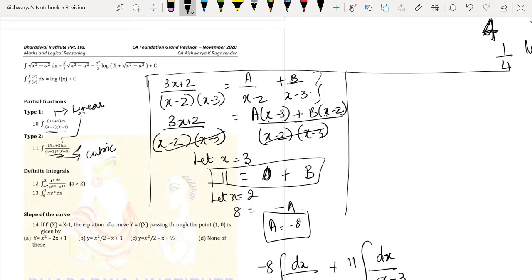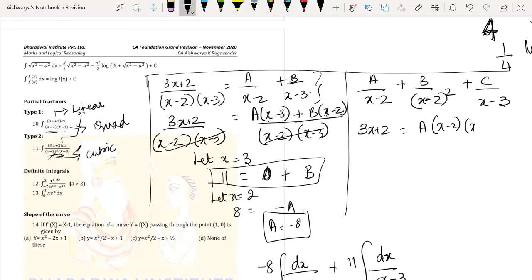So what you need to do is the same thing: a by x minus 2 plus b by x minus 2 the whole square plus c by x minus 3. You will have an additional term here. Okay. So when you do that, only 3x plus 2 will remain on the left hand side like this. With the LCM, it will become a into x minus 2 into x minus 3 plus b, which will be only multiplied with x minus 3, and c will be multiplied with x minus 2 the whole square.